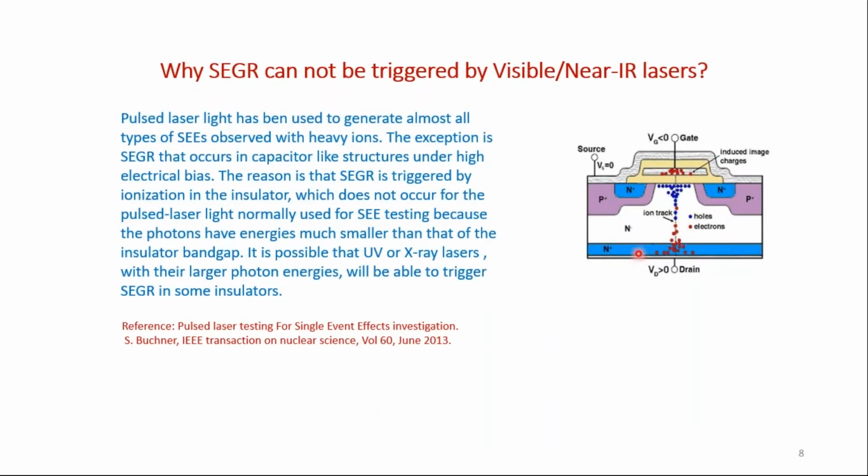And the reason for that is that the gate material is usually made of insulator. So you need to ionize the gate insulator in order to get this effect. And you can do that with high energy particles, but the visible or near IR photons do not have that much energy to ionize the gate material, which is an insulator. So for this reason, you cannot get it unless you use a UV laser or an X-ray laser that has really high energy photons. And at the moment, we are not using those. So that's the reason you cannot get the SEGR with the optical method.